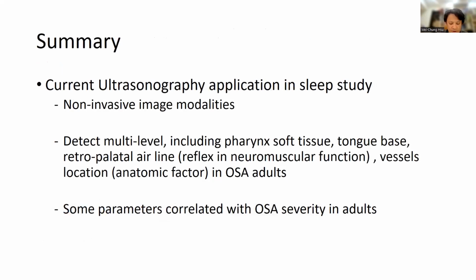In summary, with the current improvement of high-resolution ultrasonography technology, it could provide a non-invasive image evaluation modality which could be utilized on the upper airway to detect multi-level obstruction from velum, retropalatal, oropharynx, tongue base, retroglossal, hypopharynx, even lower to the larynx, vocal fold, and the subglottis, including the soft tissue, cartilage, airway space, and the vessels located over the upper airway in OSA adults, and some of the major parameters were correlated with obstructive sleep apnea severity.